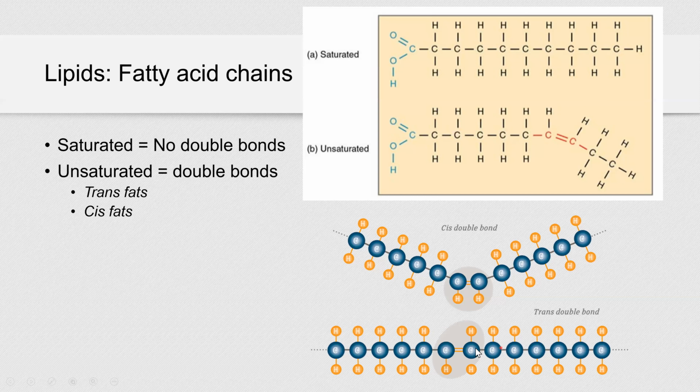And if you notice, despite the fact that they have a double bond, they're still straight. And for some reason, those are the most dangerous fat to consume in your diet. So trans fat is an unsaturated fat, but it's still a straight molecule, and it has a tendency to form plugs and be deposited within your blood vessels. So not a good fat to use in a diet.